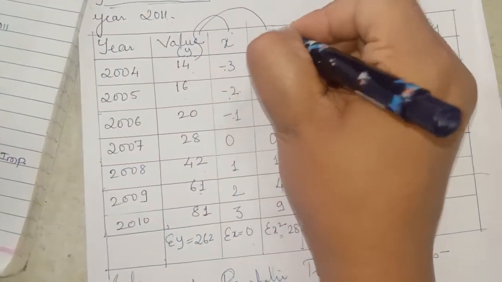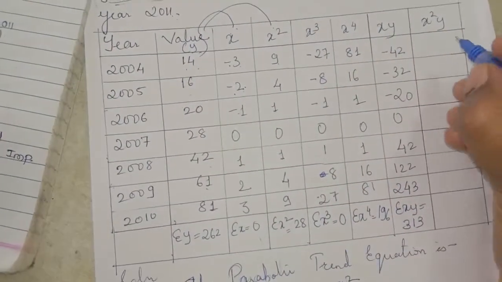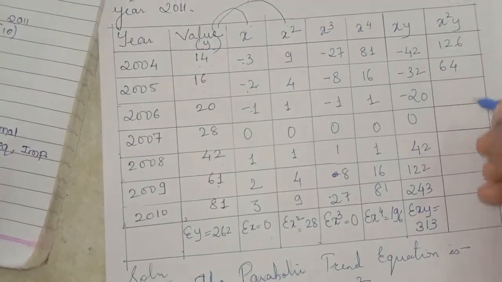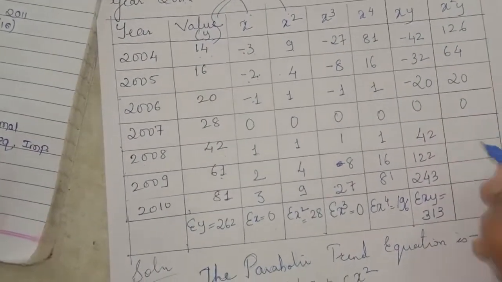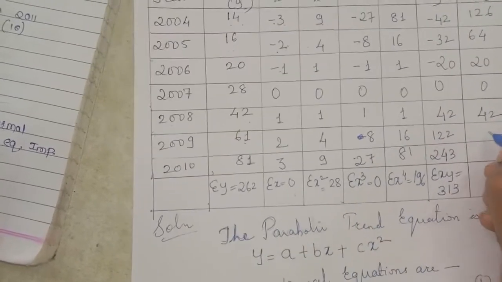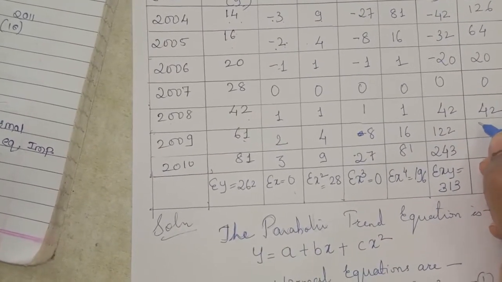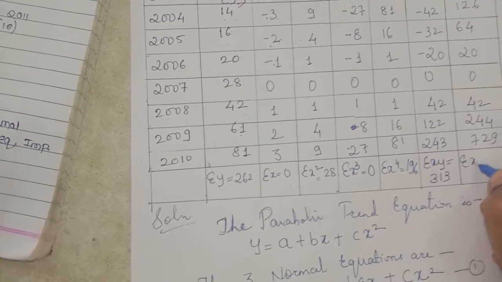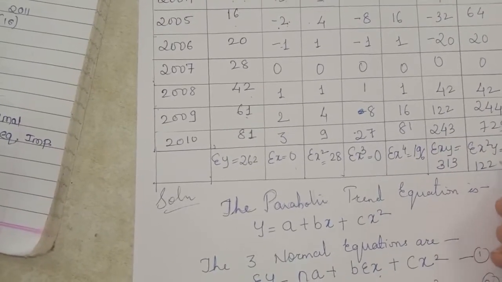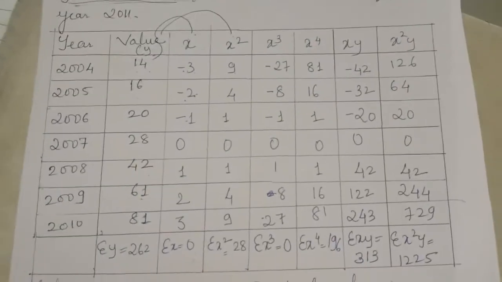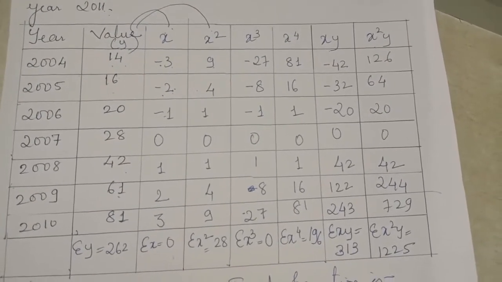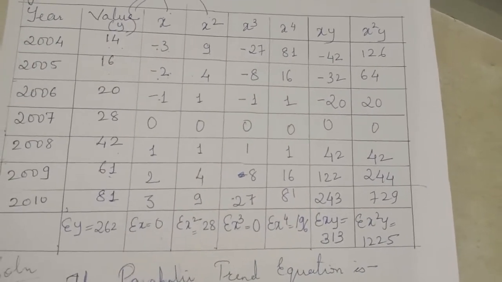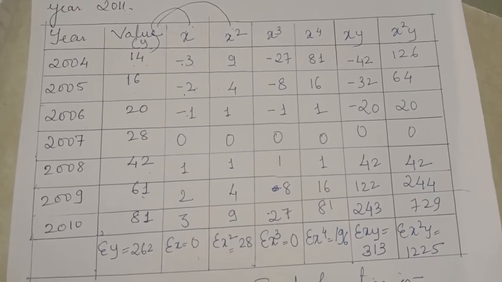Then last, x square y. Using these two columns: 14 into 9, 14 9s are 126. 16 4s are 64. 20 1s are 20. Then 0. 42 1s are 42. 61 4s are 244. 81 into 9 is 729. So summation x square y is equal to 1225. Now we have all the values here: summation y, summation x, x square, x cube, x raised to 4, xy, x square y. All the totals we need for the equations.